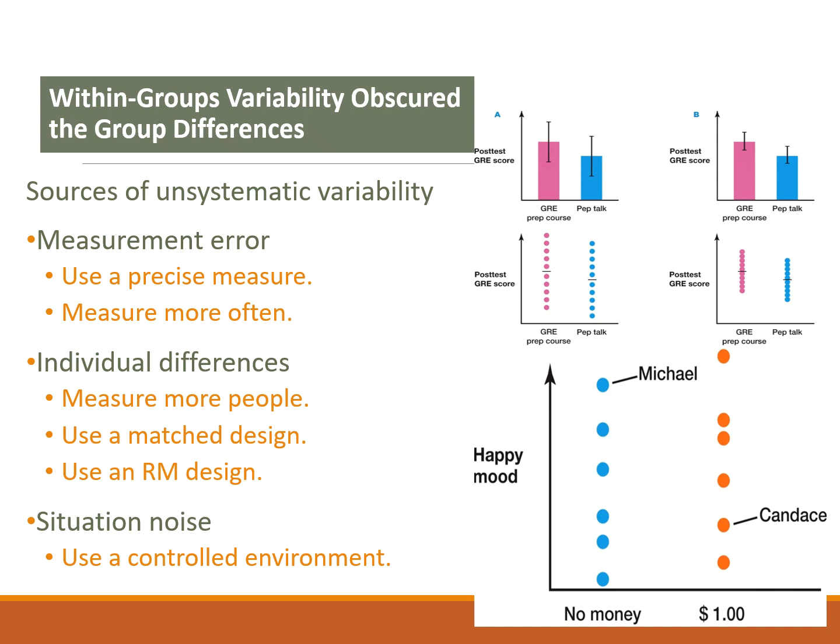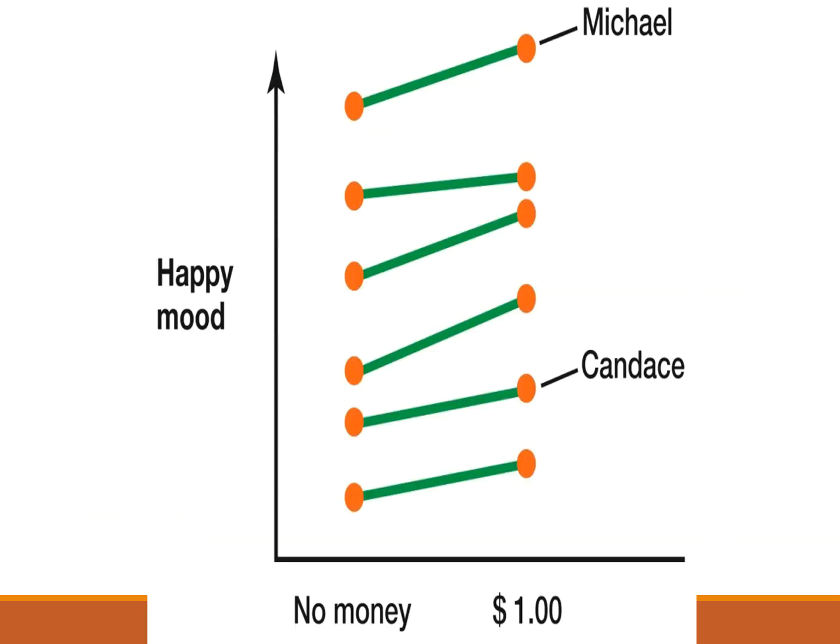So we might also want to think about a repeated measures design. In a repeated measures design, Michael is being exposed to both conditions and Candace is as well. Now, again, we might have to worry about order effects, and we may want to be addressing those as well. One of the ways we could address order effects is to randomize whether they'd be in the no money condition first or the dollar condition first.